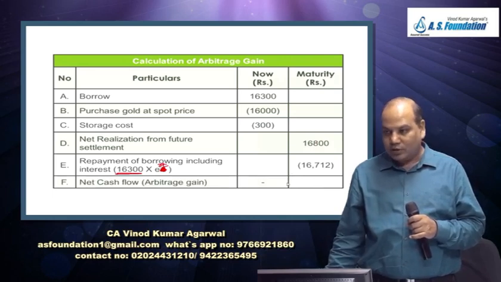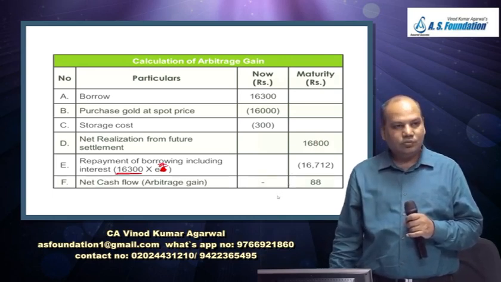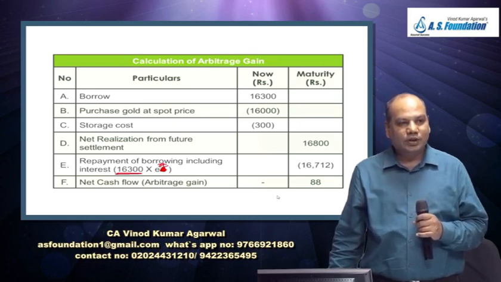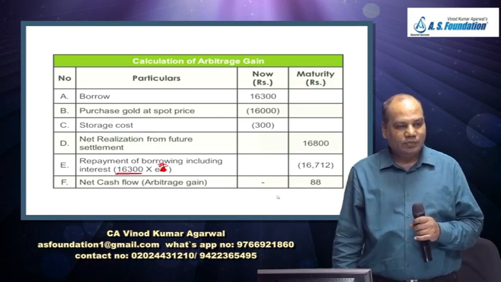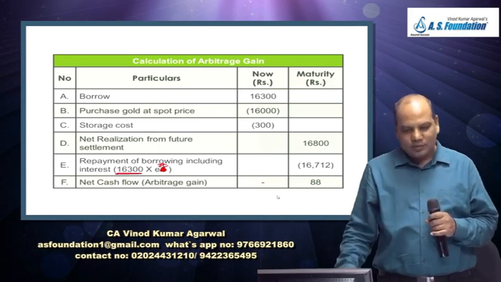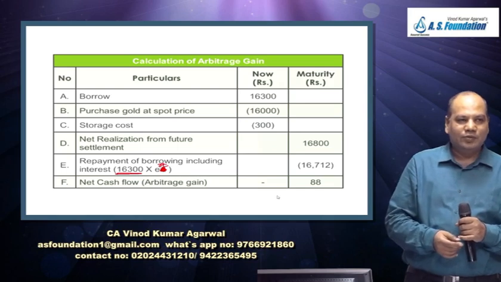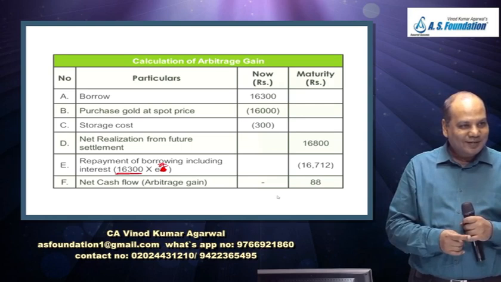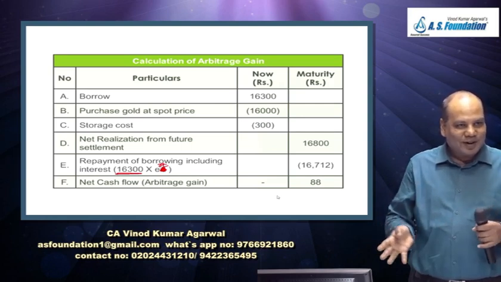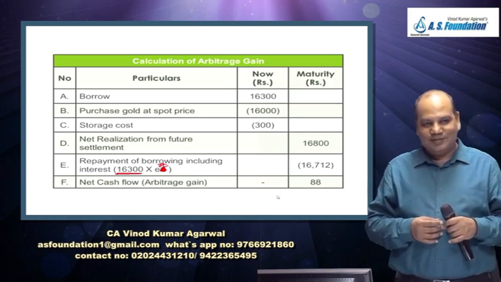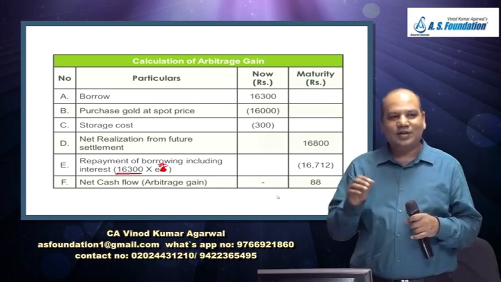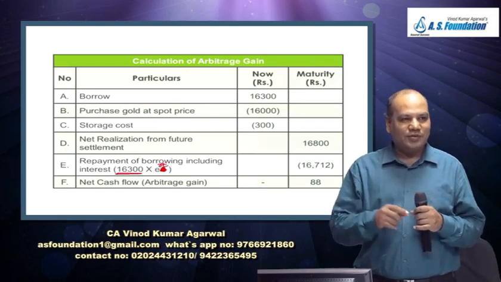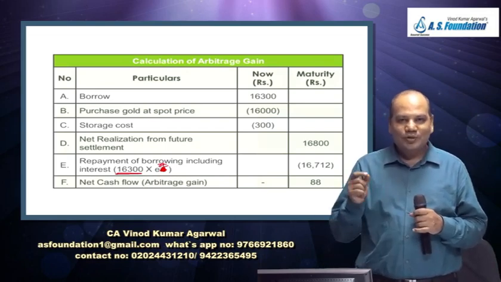And therefore write down arbitrage gain. Today 0, but after 3 months you will have a surplus of 88 rupees. For every 10 gram, 88 rupees. Then why 10 gram? Mr. Mohan should buy 10 tons of gold only. It is a future market. You don't have to actually do physical transactions. Anyway, this answer is over. And this chapter is also over.